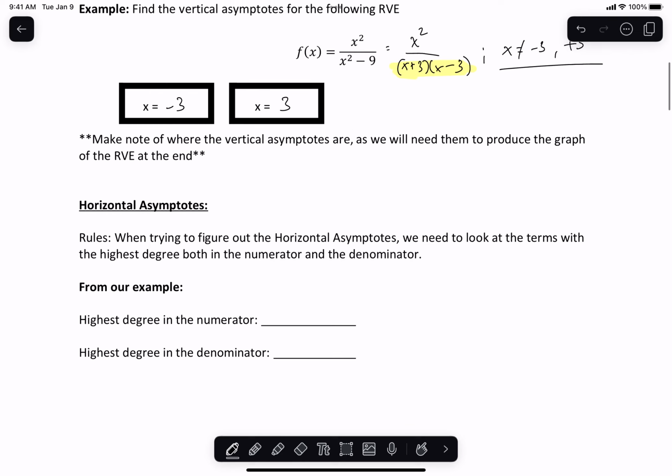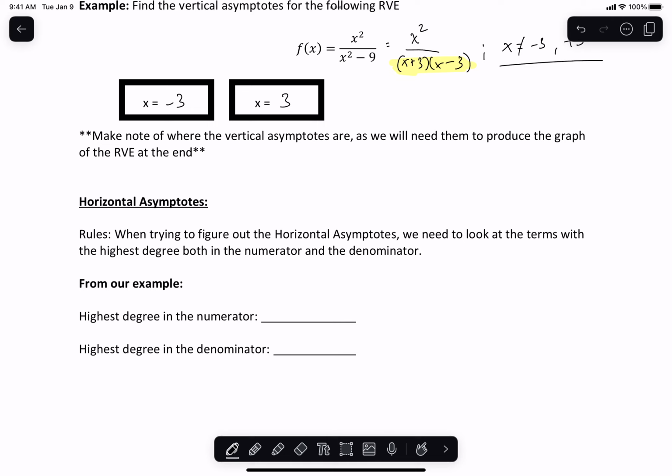So the highest degree in the numerator, for this question that we're working on right now, is what? What's the degree of the numerator? Basically, how many variables, and I don't mean like x, y, z, I mean like how many variables are in the numerator. That's the degree. Yeah, 2. It's 2, right? Because it's x squared. So the degree of the numerator is 2.